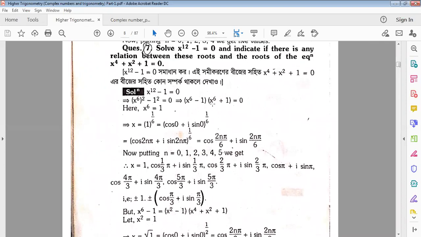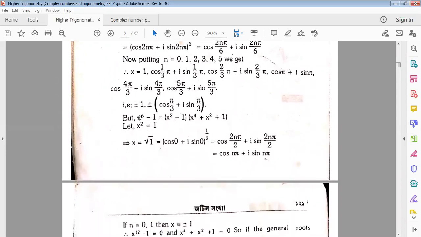Now for the second part, x to the power 6 plus 1 equals 0. x to the power 6 minus 1 can be written as (x squared) cubed minus 1. That means the a cube minus b cube formula. What is the a cube minus b cube factorization formula? It is (a minus b) into (a square plus ab plus b square), right?